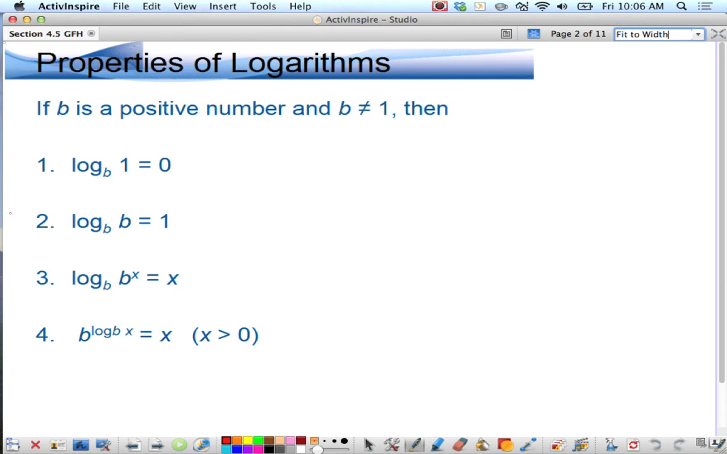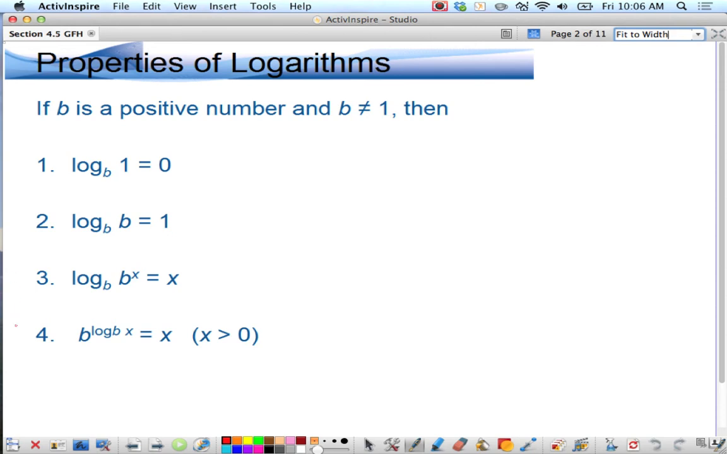The second property tells us that if the log base b of b, so if you have the same number after the log as the base, that always has to equal 1. And those two should make sense to you, because if we think about it, b to the 0 equals what? 1. And what does b to the 1 equal? b. So if you rewrite those in exponential form, if you get stuck, then you should be okay.